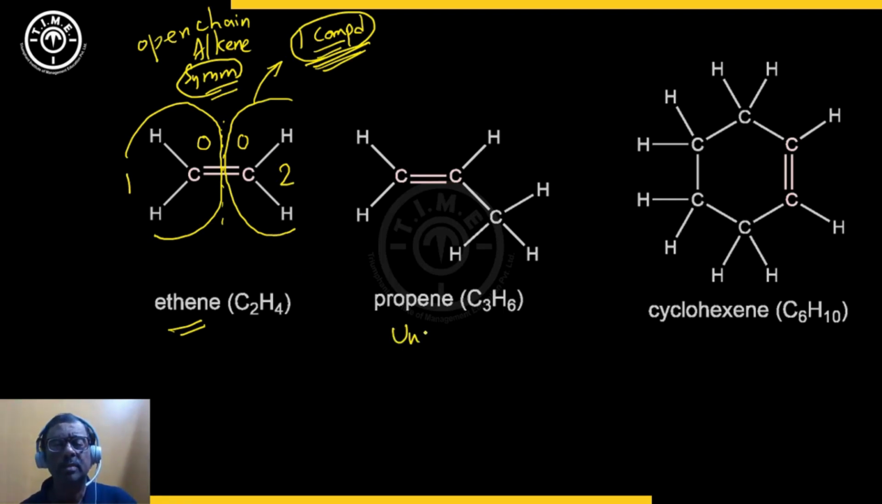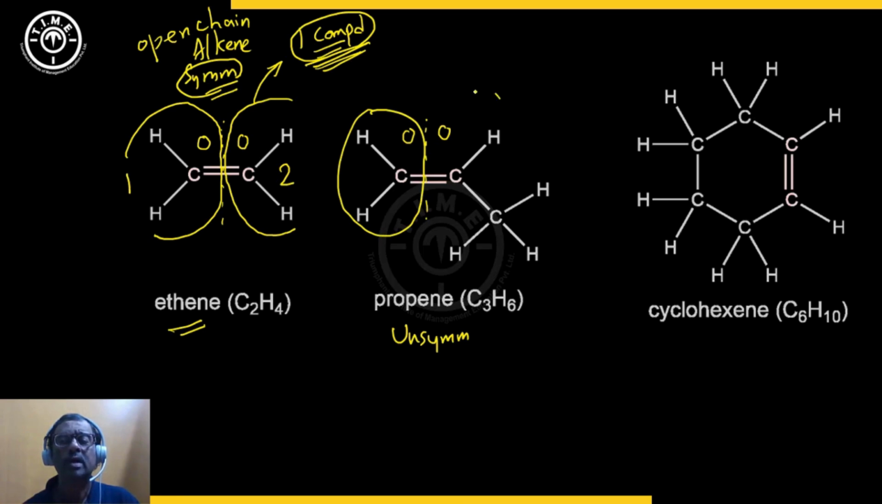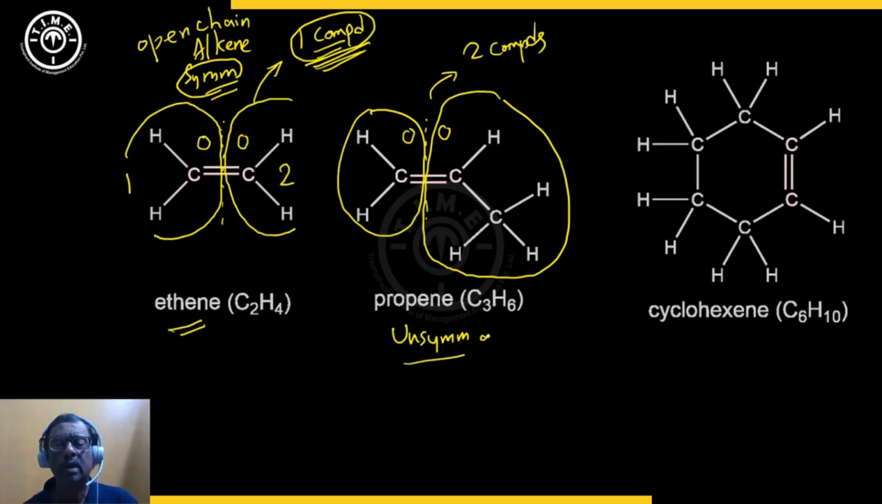Propene is an unsymmetrical alkene, therefore, it will give 2 products. Put this side 1 oxygen, that side 1 oxygen. This is methanal or formaldehyde, whereas this is ethanal or acetaldehyde. So, 2 different compounds. 2 compounds we got because it is an unsymmetrical alkene. I hope this is clear.